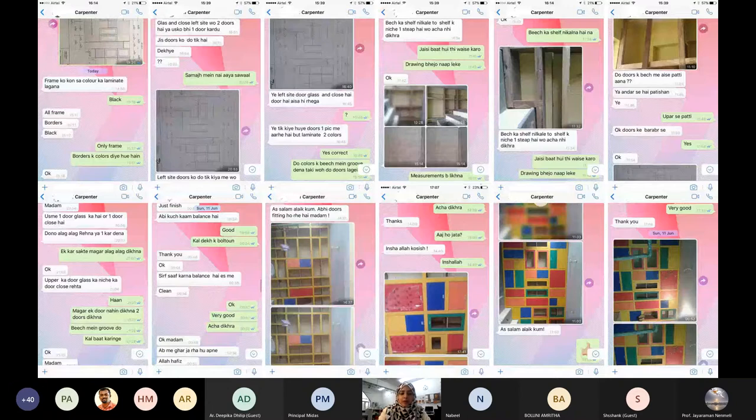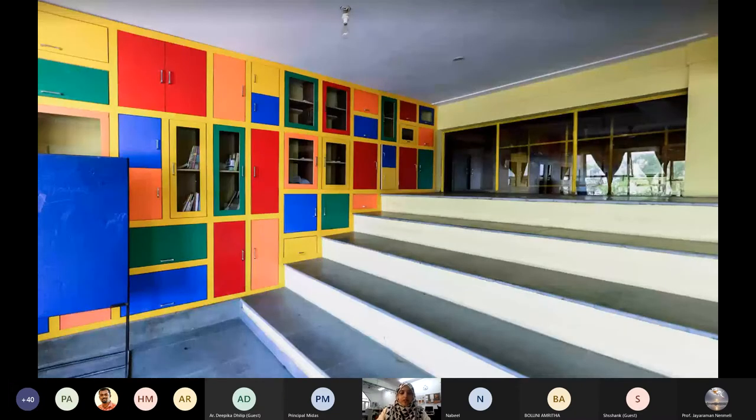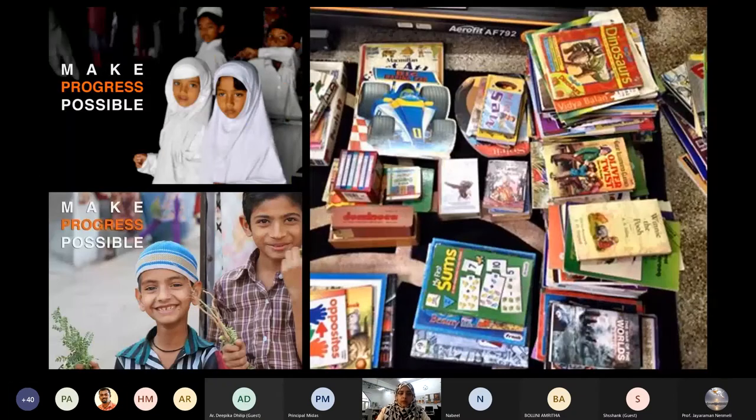And we allowed the carpenter to take certain design decisions. So this is me communicating with him while he was on site, while I was traveling, on WhatsApp. And so I would give equal credit to the carpenter also for the design of this library, a very informal, bright library that was created, a library and audiovisual room.